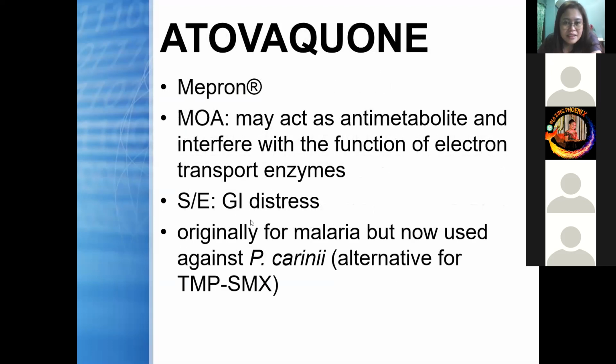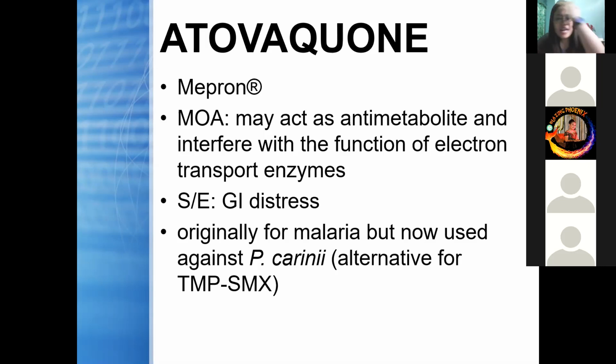Okay, another anti-protozoal agent is atovaquone. This is an anti-metabolite and it will interfere with the function of the electron transport enzymes in protozoa. So it interferes in the electron transport chain, so water and oxygen are not formed in the protozoa. In humans, the adverse effect is gastrointestinal distress. But what is it for? This is originally used for malaria.